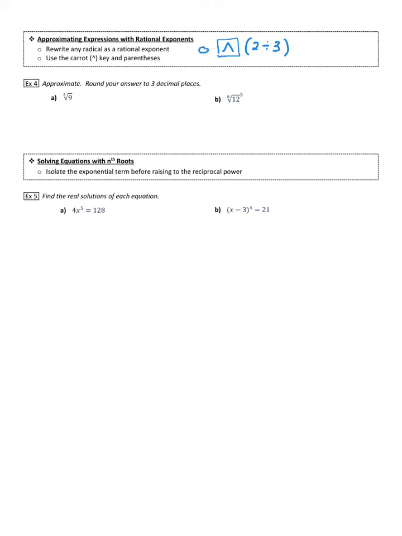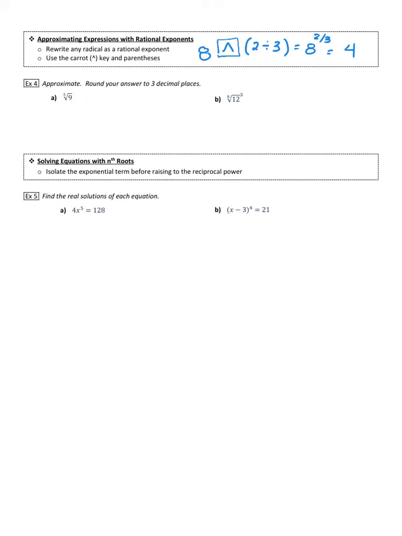So let's say I was doing 8 to the 2/3. That's equivalent to this, and that's how you could enter it on the calculator. You don't actually need a calculator for that particular one, because that would give me 2 squared, which is 4. But go ahead and try it and see that you do get 4. So we're going to try these.